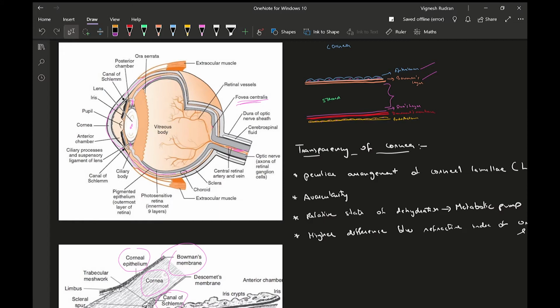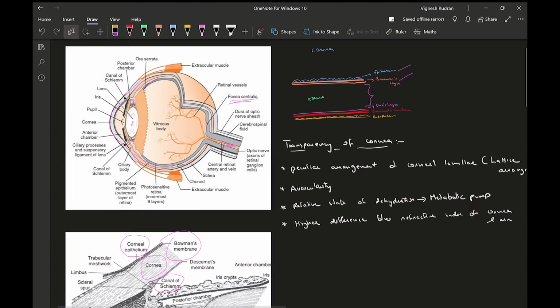Once these endothelial cells are lost, your cornea will start experiencing degenerative changes, and eventually you will lose your vision.